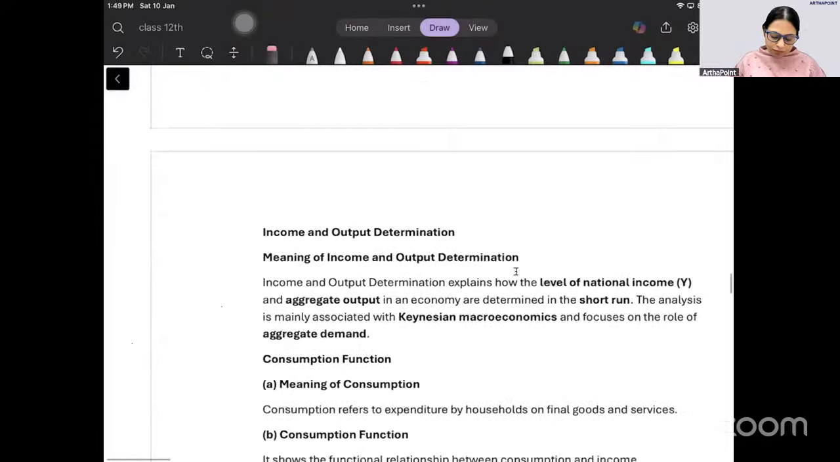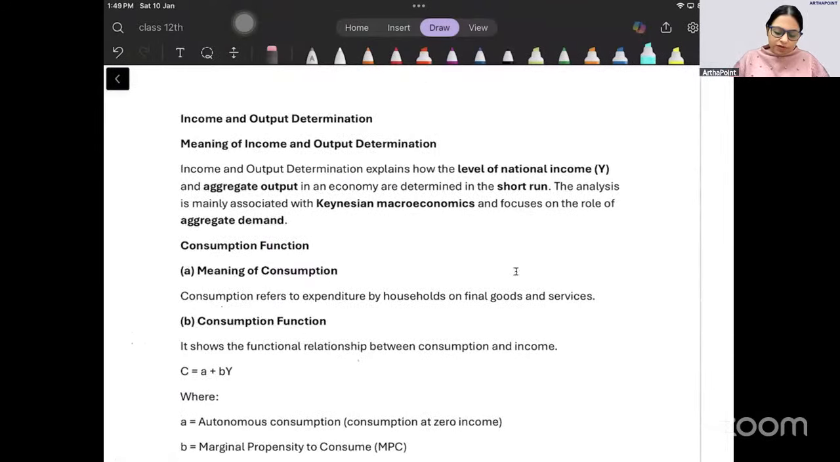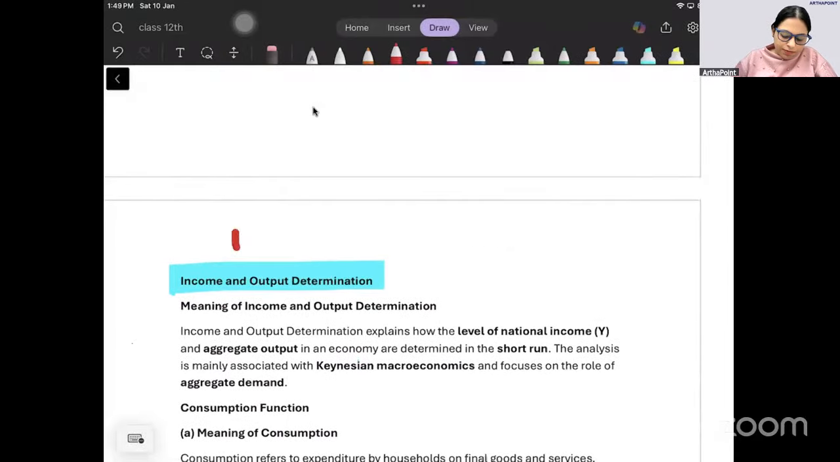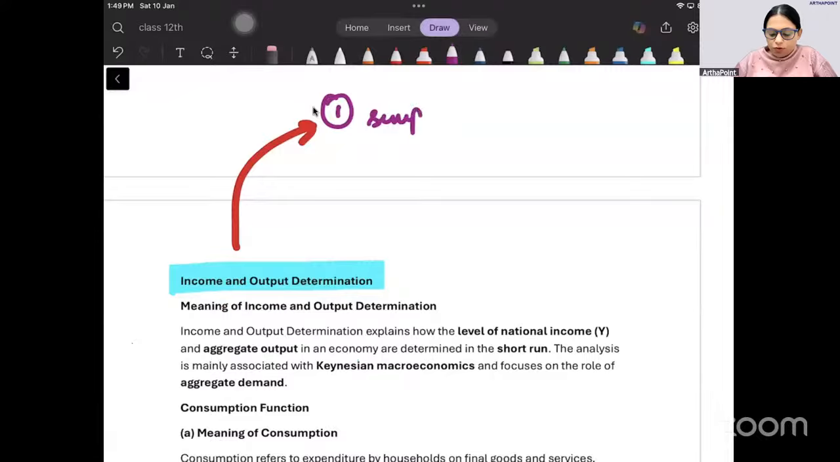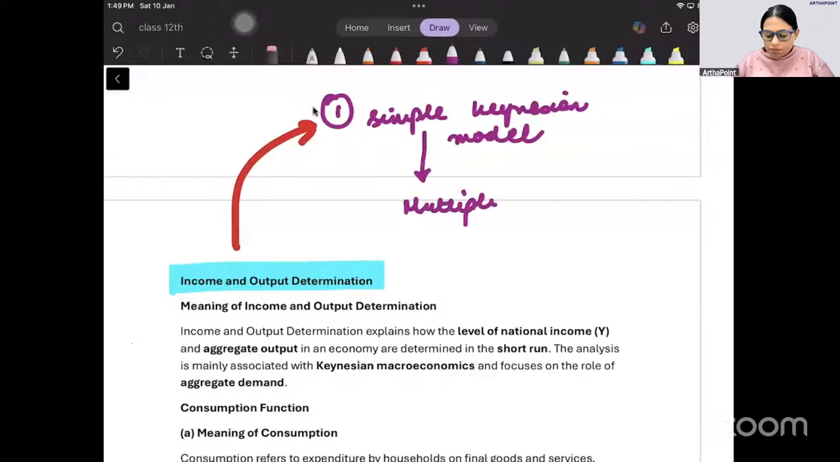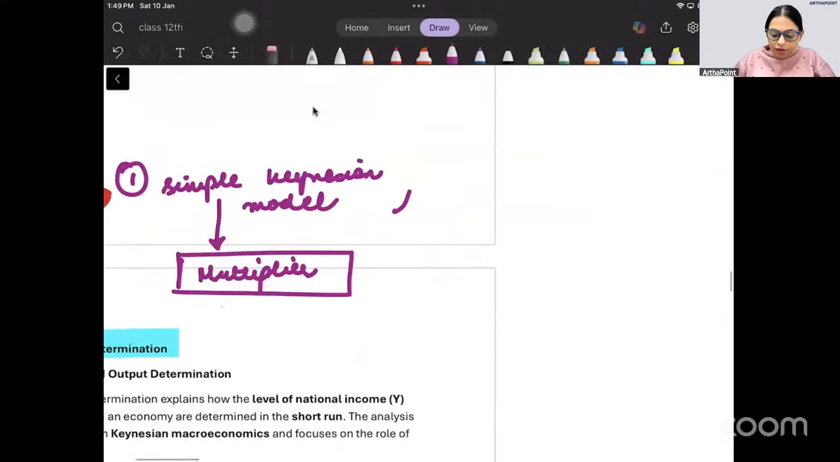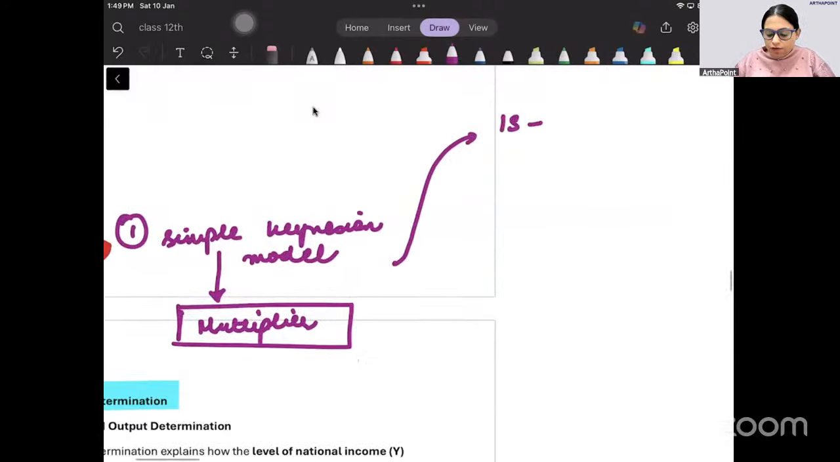Let's move on. Now we'll move on to the next topic, which is income and output determination. When we talk about income and output determination, the first aspect we have to understand is the simple Keynesian model. Whenever we talk about the simple Keynesian model, this is followed by the multiplier. Simple multiplier. Then we move ahead and start understanding the ISLM curve.